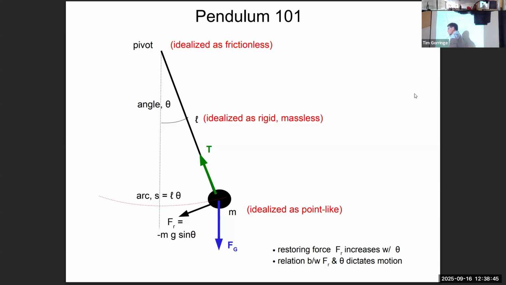And that restoring force is what generates the oscillating sinusoidal motion for a simple pendulum.